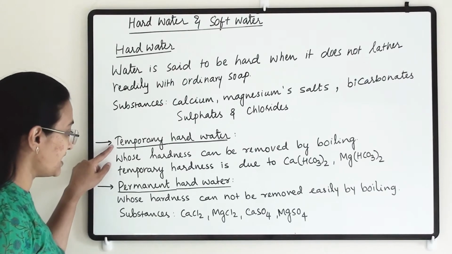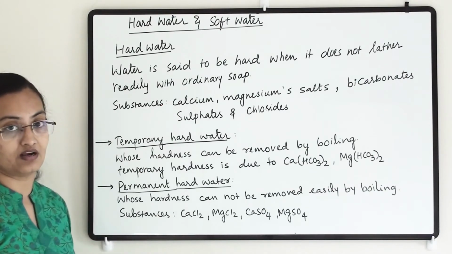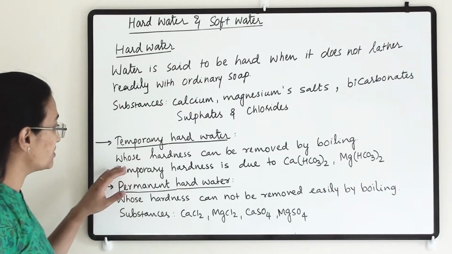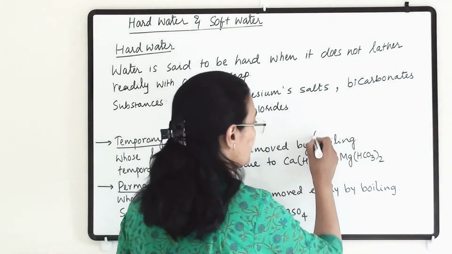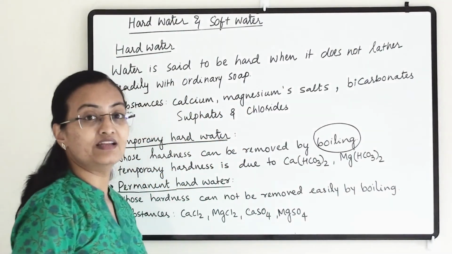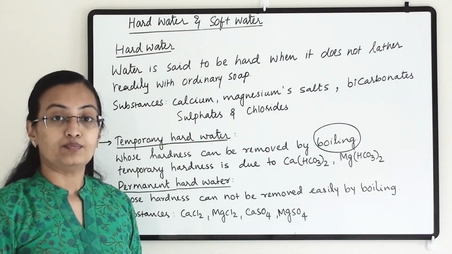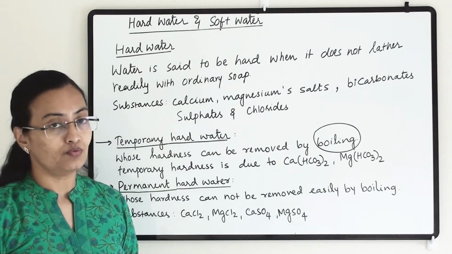Now there are two kinds of hardness in water. First is temporary hardness and second is permanent hardness. Temporary hard water is water whose hardness can be removed by boiling. If we boil the water, then the water will become soft and practically we can use that water for washing.